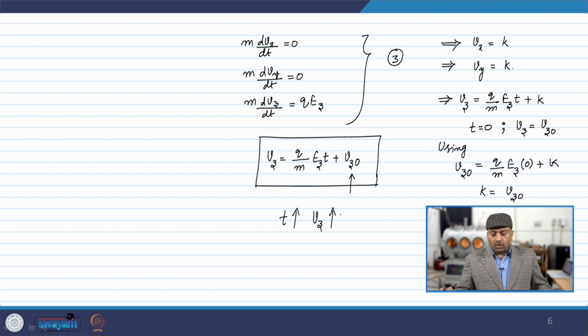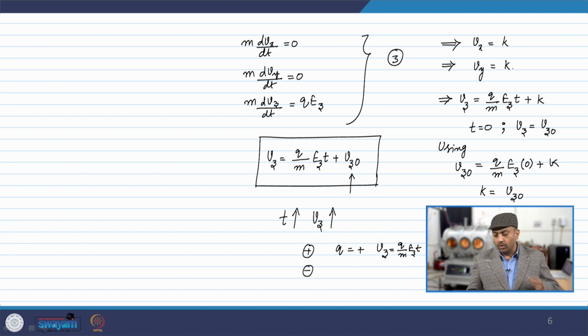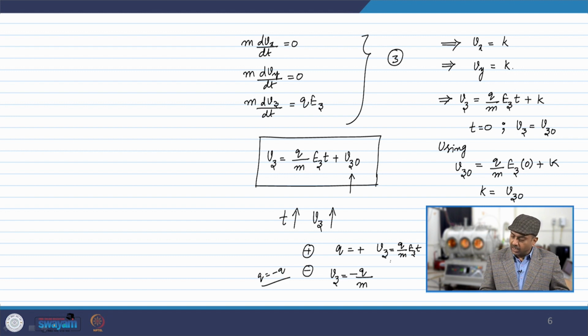Right. Now, let us talk about the polarity of the particles. Let us say we have a positive charged particle and a negative charged particle. So, if you put q equal to positive, what will happen? We will get Vz is q by m Ez t. Let us say, for instance, we take that velocity to begin with was 0. And q is equal to negative. Let us say if it is negative, so Vz is equal to minus q by m, where q is equal to minus q for an electron, let us say, Ez t.